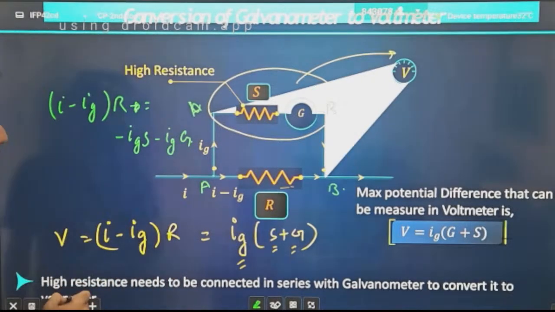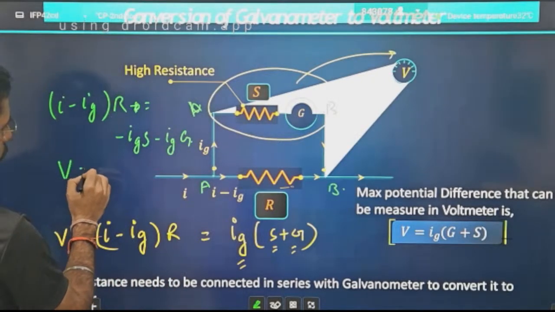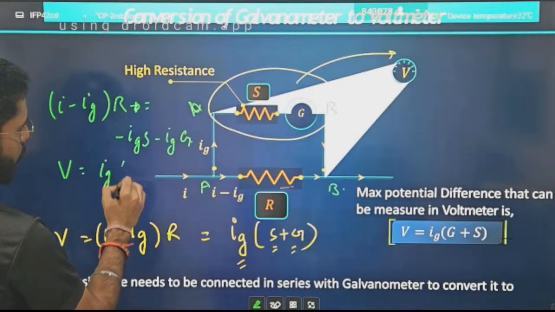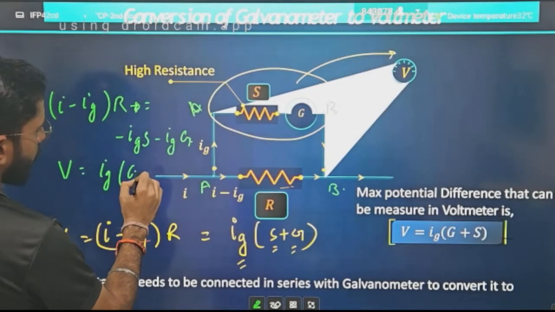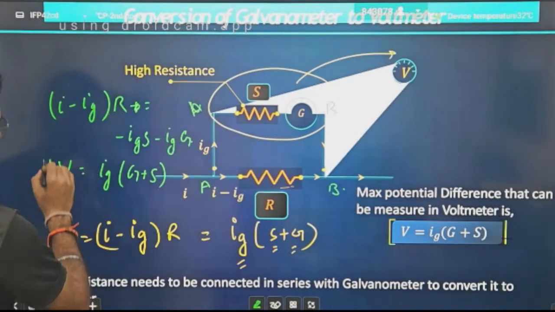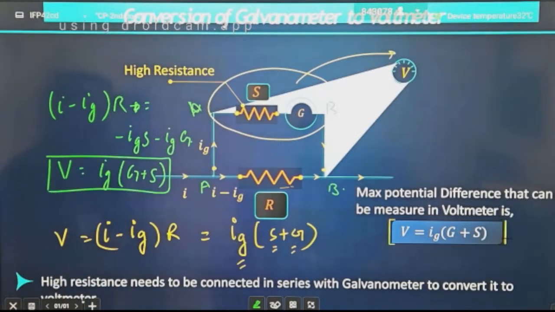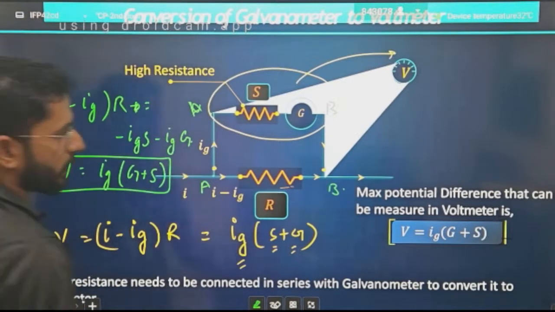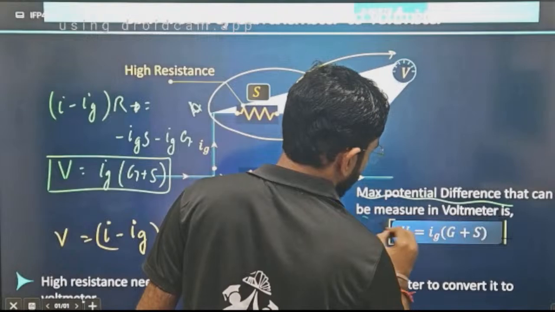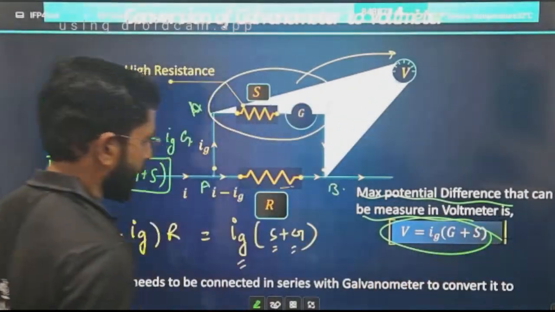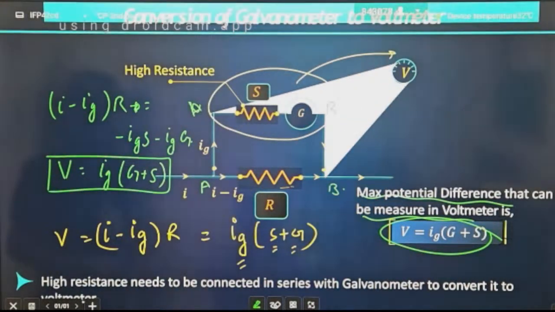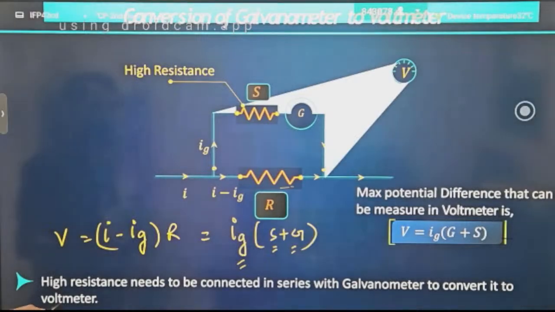That means, taking Ig common, V is equal to Ig into (G plus S). This will be the potential that you will be calculating. The maximum potential difference that can be measured in the voltmeter is Ig (G plus S). Ig (G plus S), correct? This is a formula that you have to remember.